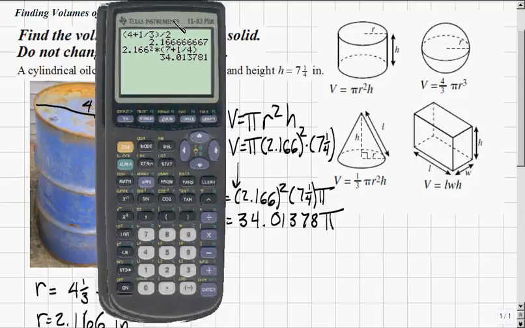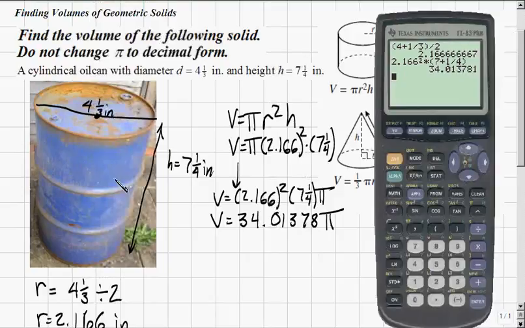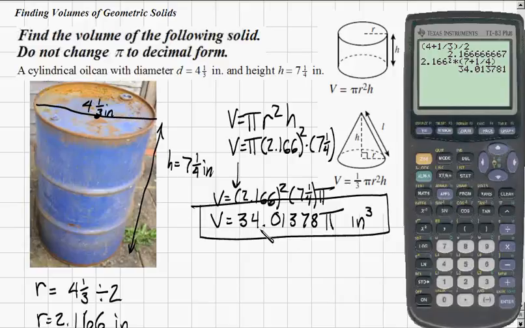This represents the material that we would have inside of this cylindrical oil can. And since volume is measured in cubic units, and we're using inches, our volume really would be 34.01378 pi inches cubed, or cubic inches. So our final answer is the volume is 34.01378 pi cubic inches.